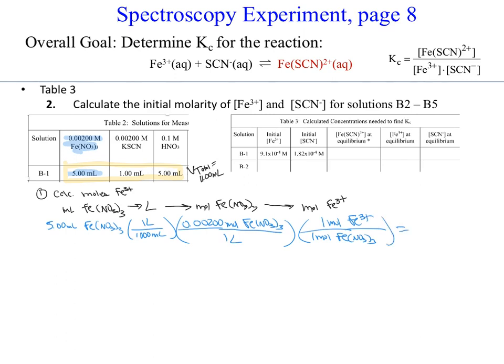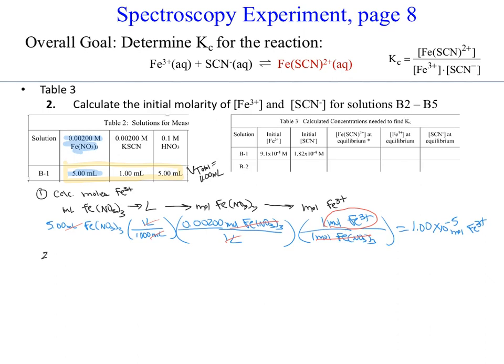And so putting this into the calculator, 5 divided by 1,000 times 0.002, enter, and I have 1.00 times 10 to the negative 5th moles of Fe3+. And it's always a good idea to double check the units. So my milliliters cancel, liters cancel, moles of iron 3 nitrate cancel, and I'm left with moles of iron 3 plus, which is what I want.